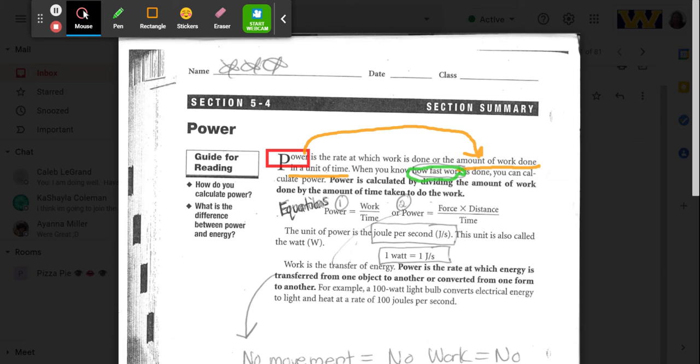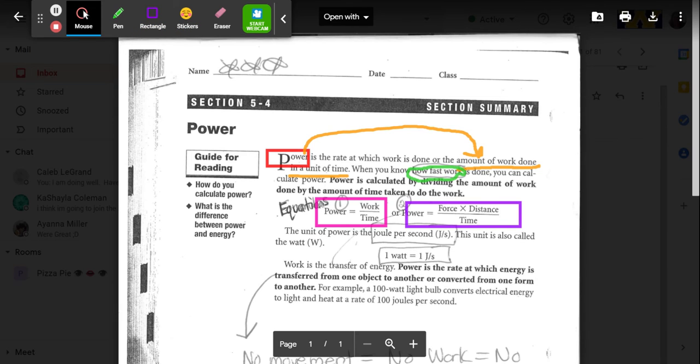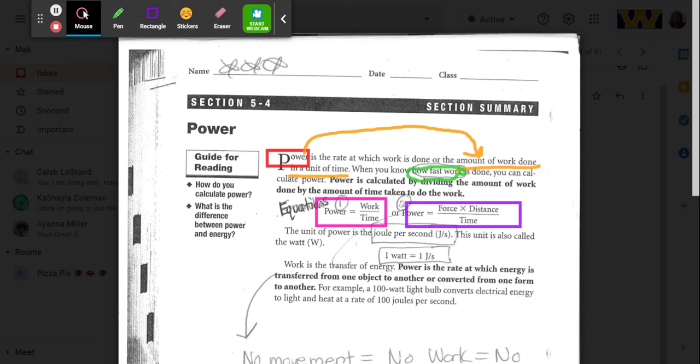They might give you the force, and then you'll have to use equation number 2. Right, so there are 2 different equations. Let's put a box around them. Let's use a different color. So equation number 1 is power equals work divided by time. And then equation number 2 is power equals force times distance over time, right? Again, so you're multiplying and then dividing, okay?